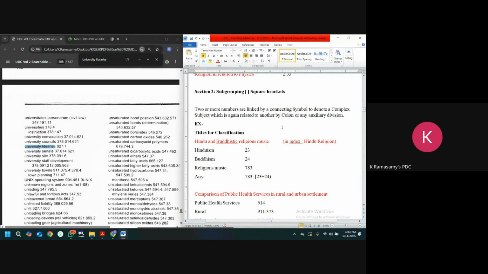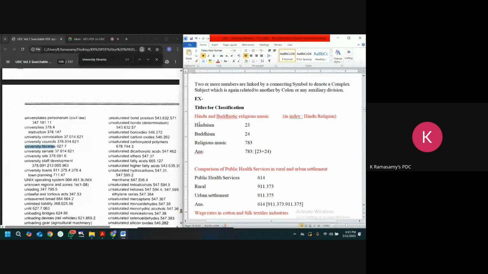After preparing a compound number, if you want to compare it to another subject, that is, you want to subgroup the compound number and compare it to another concept common to both these ideas, then you can go for square brackets. I'll give an example: Hindu and Buddhistic religious music. This is a book about religious music; it talks about Hindu religious music and Buddhist religious music. It talks about both.